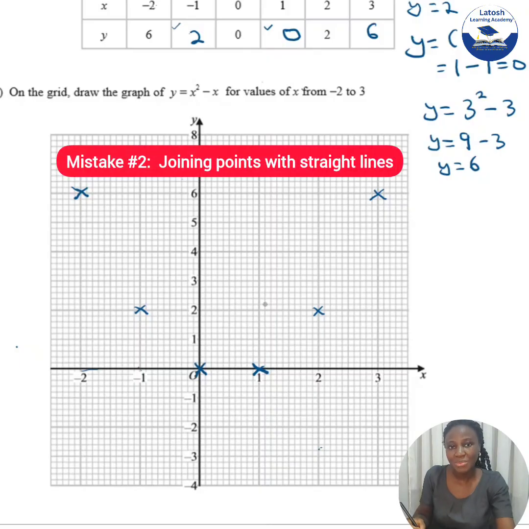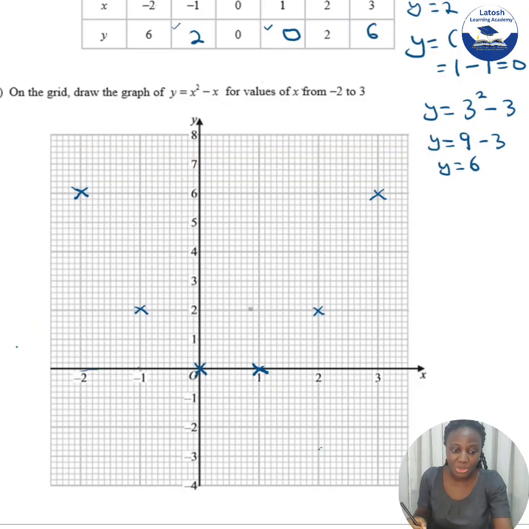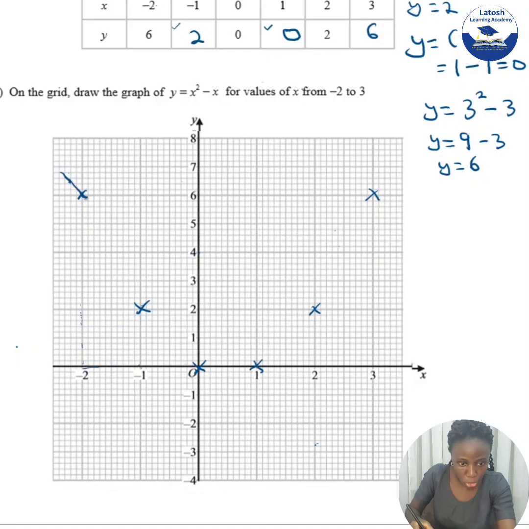Mistake number 2: joining points with straight lines. Remember, a quadratic graph must be a smooth, continuous parabola. When drawing this for your exam, never use a ruler to connect the points. You must draw the parabolic curve freehand. So as much as possible, draw it like a curve.